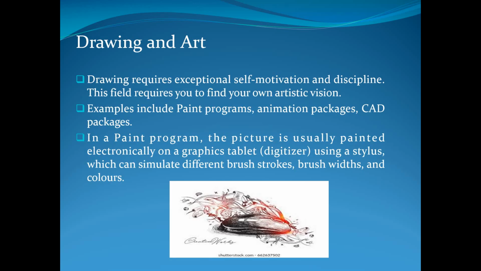Commonly, artists use a variety of computer methods. These methods provide facilities for designing objects, shapes and specifying object motions. Examples include paint programs, animation packages, CAD packages, etc. In a paint program, the picture is usually painted electronically on a graphic tablet using a stylus that can simulate different brush strokes, brush widths and colors.